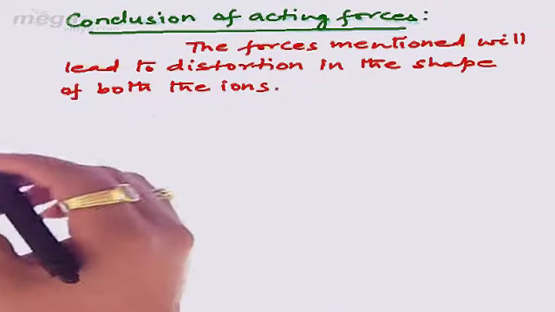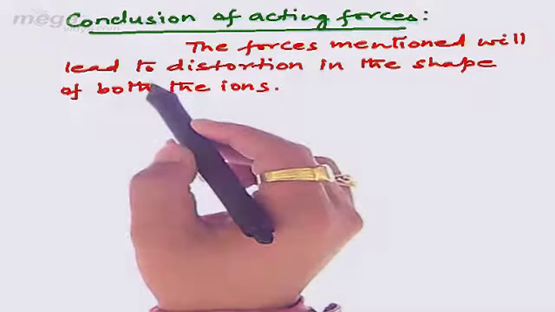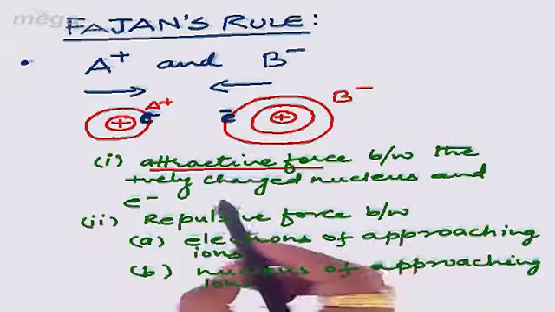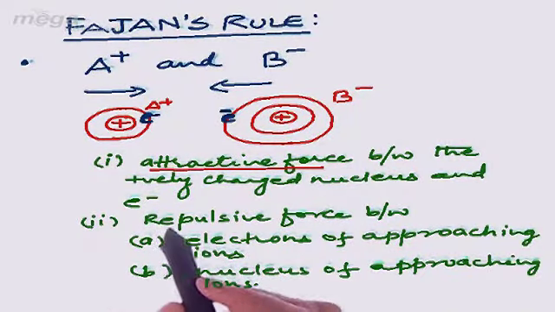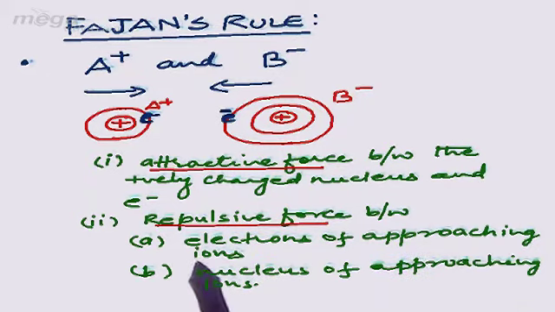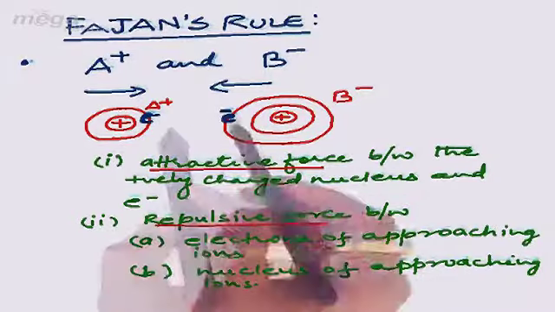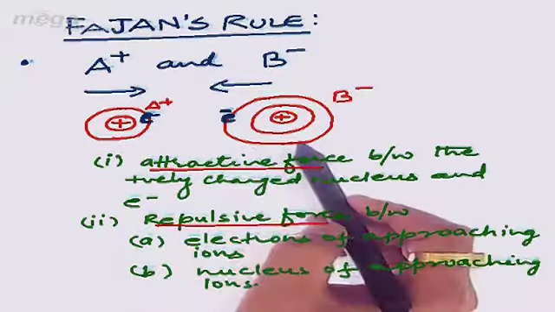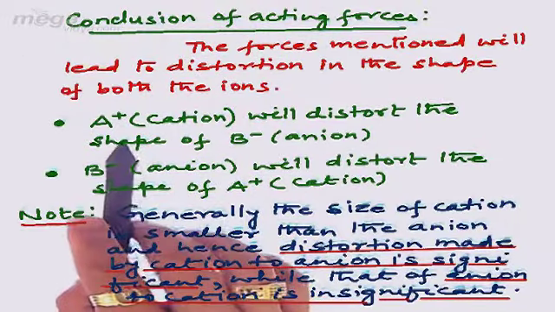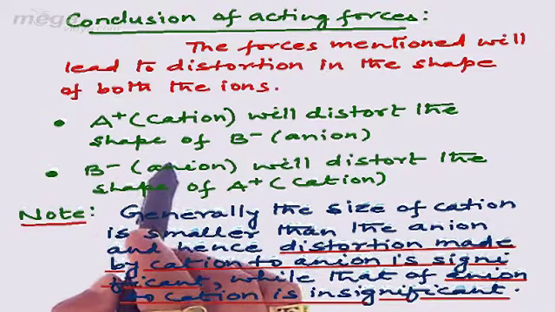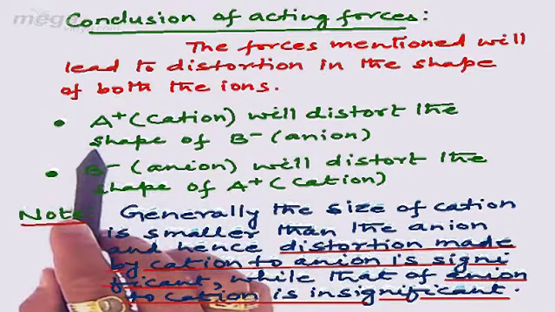So when the species approach each other, we had dealt that there will be action of these forces. There will be an attractive force between the positively charged nucleus and the electron. There will be a repulsive force between the electrons of the two approaching ions and the nucleus of the approaching ion. Due to the action of these forces, the shape of these ions will be distorted, will be changed. So A positive will try to distort B negative, that is the anion, and B negative will try to distort the shape of A positive.